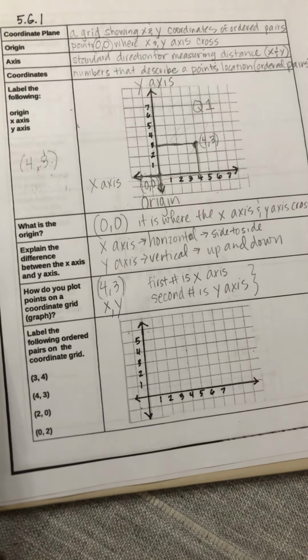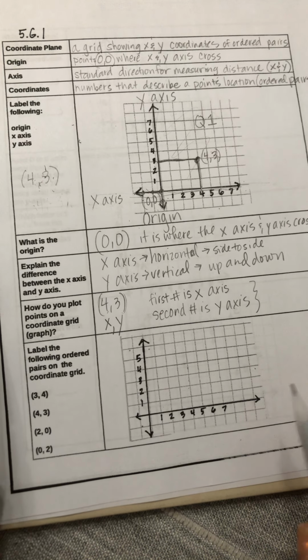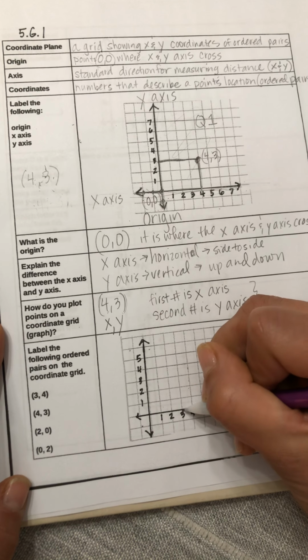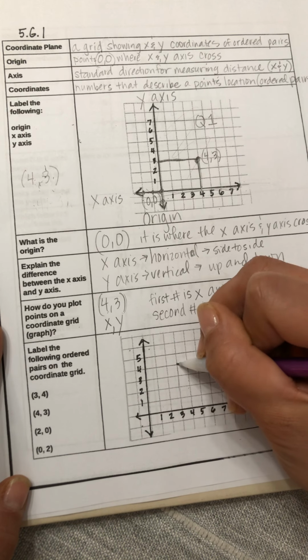All right, so let's take a look at this one. Label the following ordered pairs on the coordinate grid. So we have 3, 4. We're going to go over 3. We're going to stay on that line, right? And then up to where 4 is.